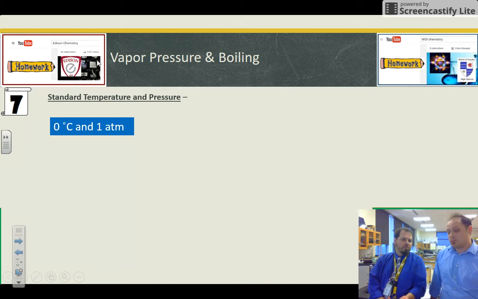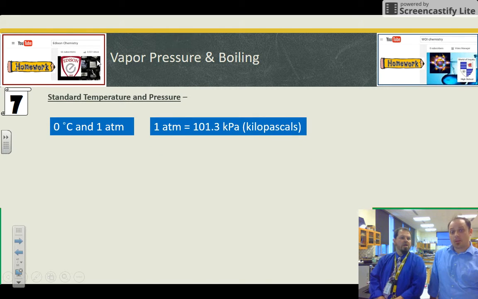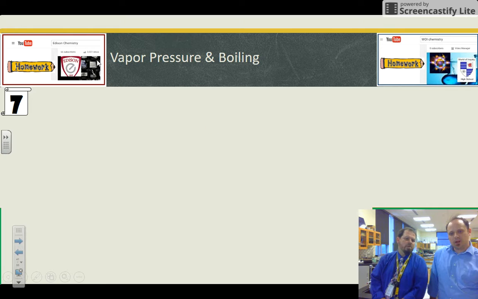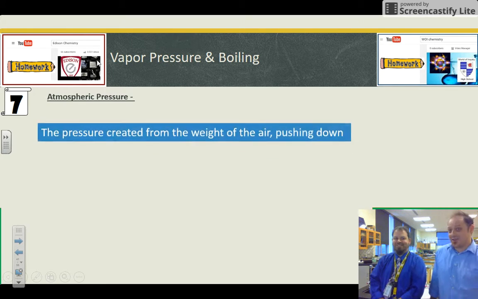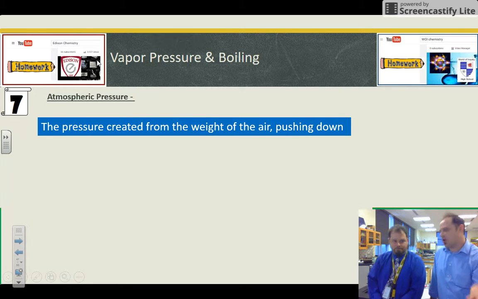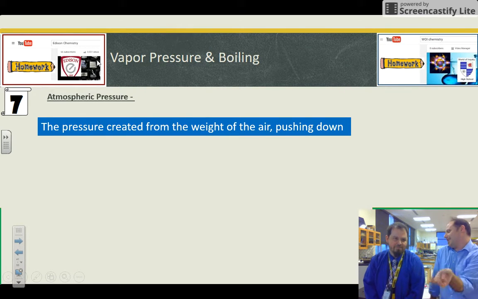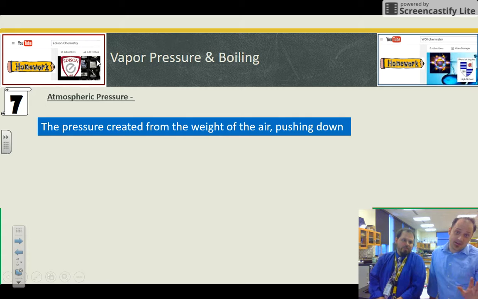A little review, standard temperature and pressure then. Our standard base units are 0 degrees Celsius and 1 atmosphere. And remember that 1 atmosphere equals 101.3 kilopascals, kPa. Pascal was French, I think. I forget his first name, but he studied gases and pressure and got a unit named after him. Torr was Torricelli, an Italian guy. Anyways, sorry, I digress.